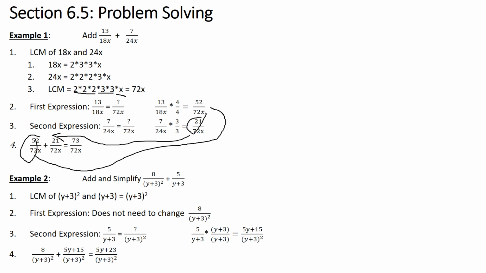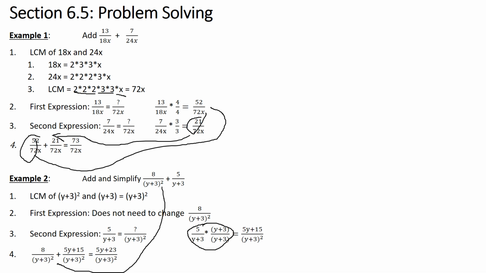Now add and simplify 8 over y plus 3 squared plus y plus 5 over y plus 3. And I'm looking at this. We can leave this first expression alone. It's y plus 3 squared because the second one's just y plus 3. I just need to multiply the second expression times y plus 3 over y plus 3. So we're going to leave the first one alone because we've got y plus 3 squared. Now the second one, we need to multiply the 5 over y plus 3 times y plus 3 over y plus 3. Again, y plus 3 over y plus 3 is 1. We're just changing the identity of it.